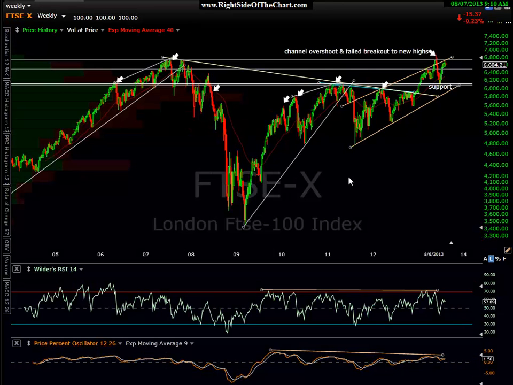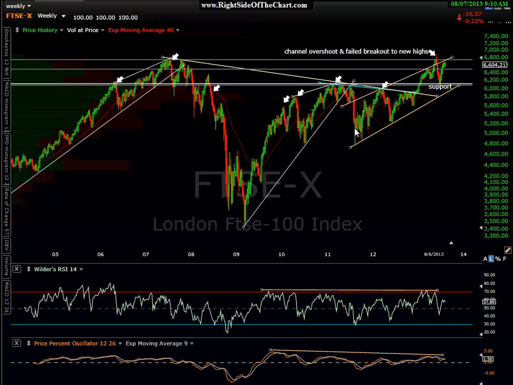And here's the London FTSE, and we're looking at a weekly chart. These were the previous highs back in 2007. Ignore these arrows; that was from some previous discussions on this chart. This was our bull market uptrend line going into the 2007 highs. We broke that down, began a new cyclical bear market, and we've had these uptrend lines along the way.